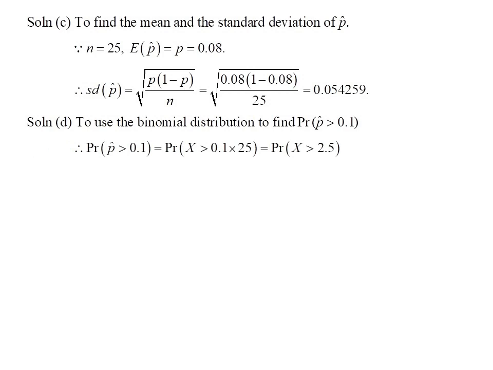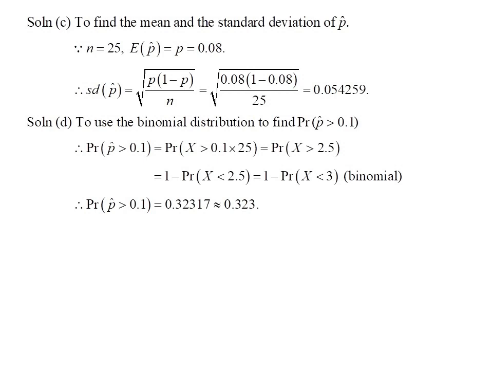Part D of this question is to use the binomial distribution to find the probability when the sample proportion is greater than 0.1, which equals Pr of X is greater than 0.1 times 25, which equals Pr of X is greater than 2.5, which equals 1 minus Pr of X is less than 3, which equals 0.323.